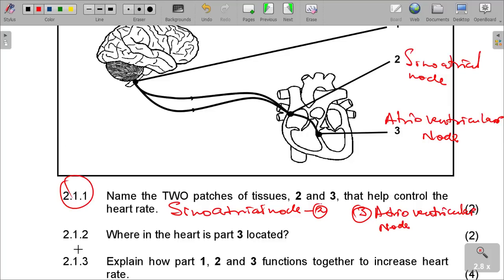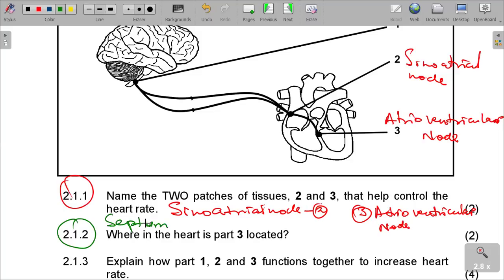And then number 2.1.2, where in the heart is part 3 located? We are saying 2.1.2, where in the heart is it located? It is located in the what? In the septum.